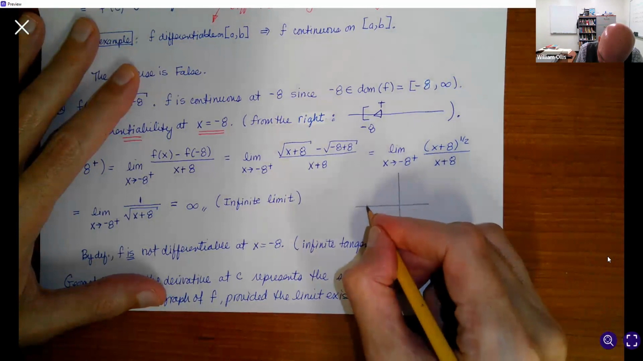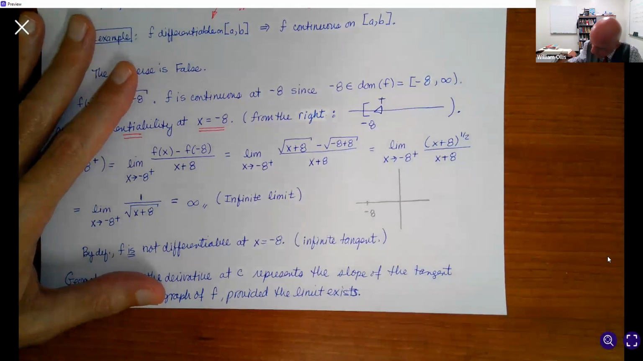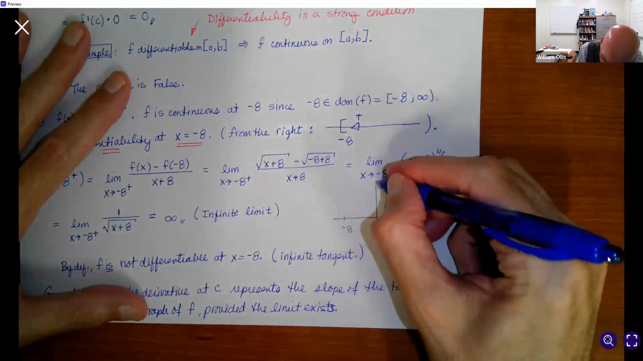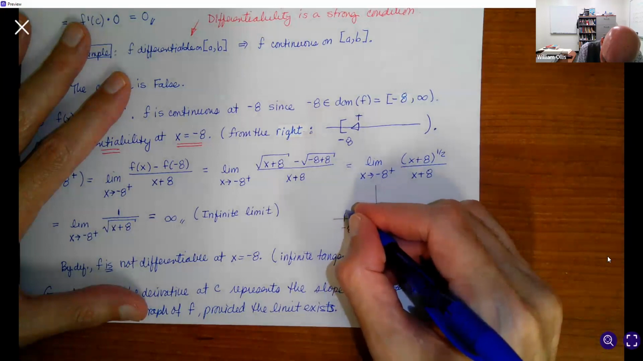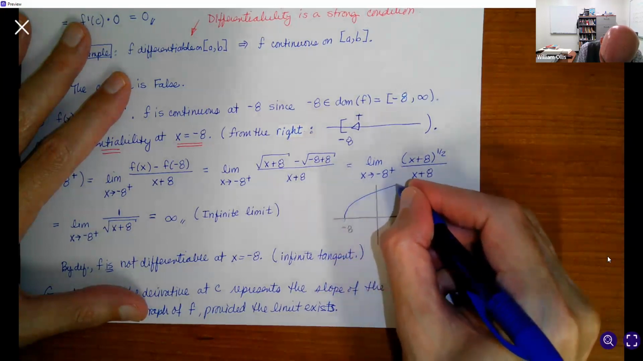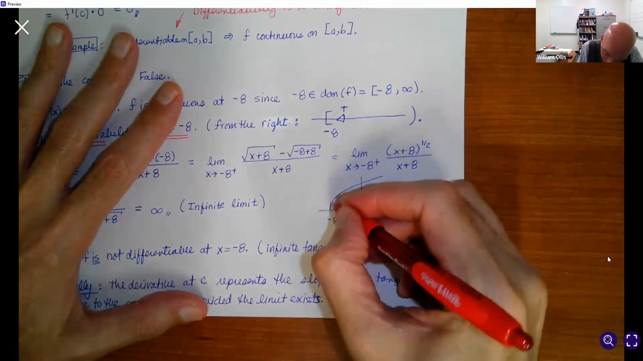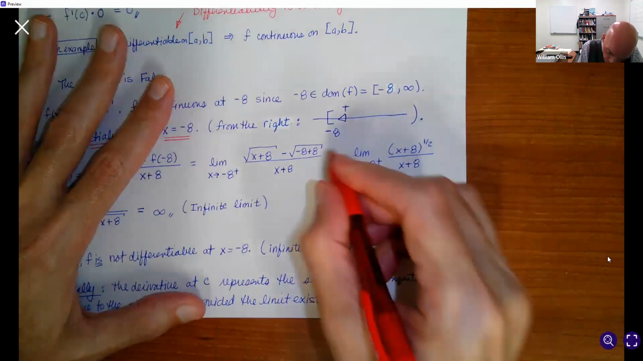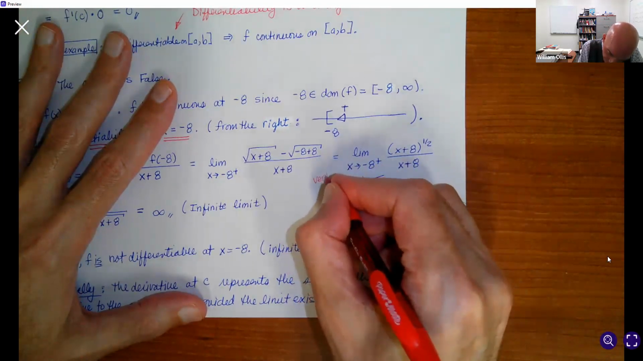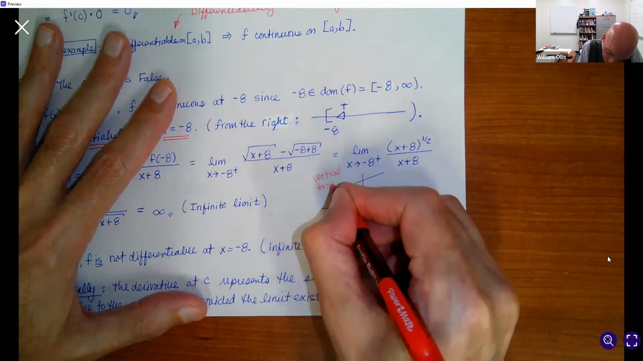So again, just -8 here. And we'll just think of, again, just drawing a sketch here. Something like this. And so now what we have at -8 is the existence of what we call a vertical tangent. Vertical tangent line.